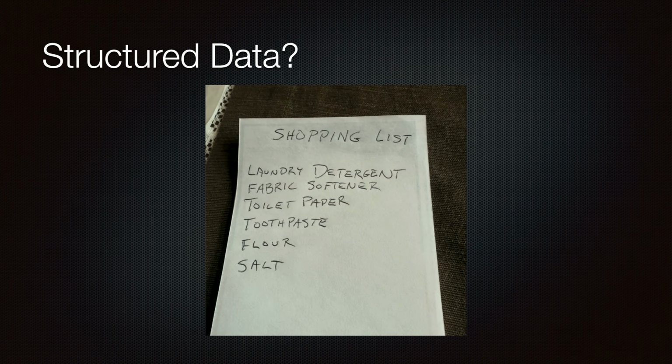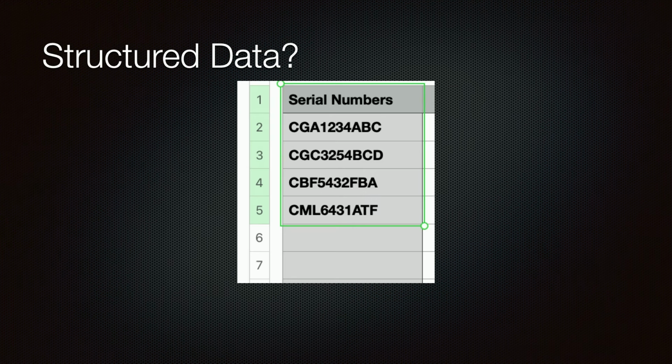You deal with structured data all the time, probably don't think about it. You have a shopping list that's a pretty simple structure, but it's still a structure called a list. Item, item, item, an arbitrary number of items. Here's something a little more Mac and Mini. This is a list too.